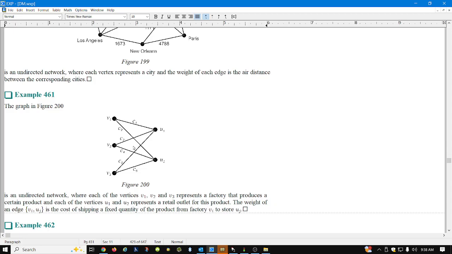Here's another network. In this case, the vertices V1, V2, and V3 represent factories that produce a certain product. And the vertices U1 and U2 represent retail outlets for that product. The weight of an edge is the cost of shipping a predetermined quantity of the product from the factory to the store. Instead of stores, they could be warehouses as well.